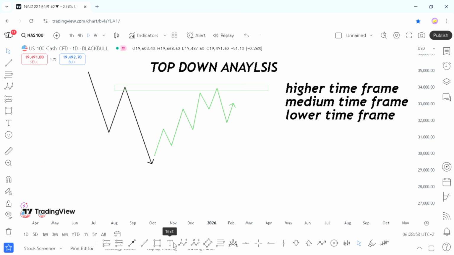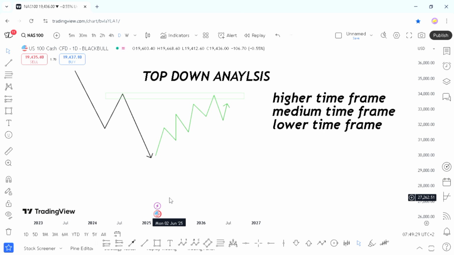So okay, this is it for different types of traders. I hope you know the type of trader you are, and whether you are a swing trader, a scalper, or an intraday trader. Now I have given you the list of time frames.